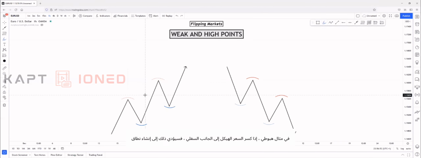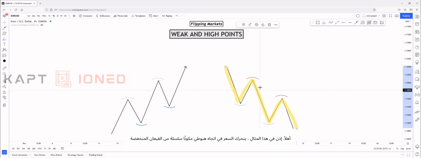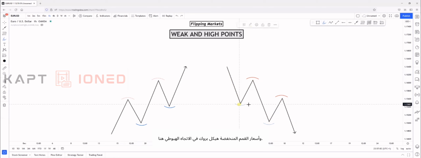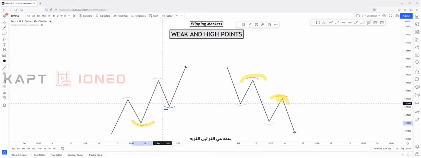In a bearish example, if price breaks structure to the downside, it will create a strong high. In this example, price is moving in a downtrend, creating a series of lower lows and lower highs. Price broke structure to the downside here. This means it created a strong high. This will be a strong high point. It created another break of structure here, so this means it created a new strong high, which will be this one. So these are the strong highs. These are the strong lows.